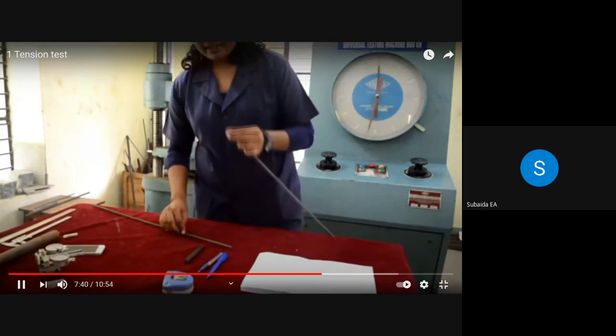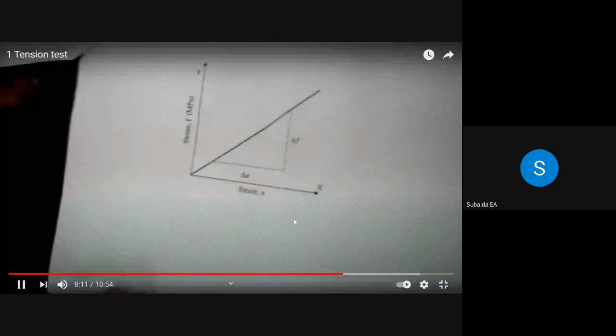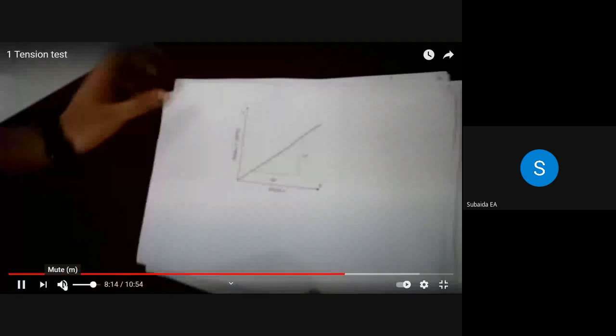Now find out the neck diameter using the vernier calipers. We'll get the load corresponding to the extensometer reading, and the actual extension can be found out by multiplying the divisions into least count. Now coming to the stress, it can be obtained by force by area, and strain is delta L by LE, where LE is the extensometer limb length or the gauge length. Here we are taking it as 10 centimeter. Now from that we can plot a straight line graph whose slope will give us the modulus of elasticity.